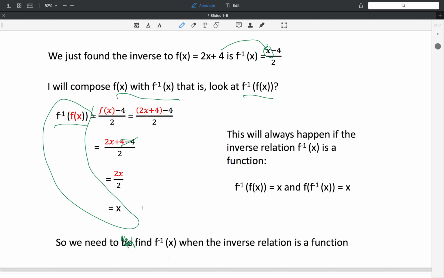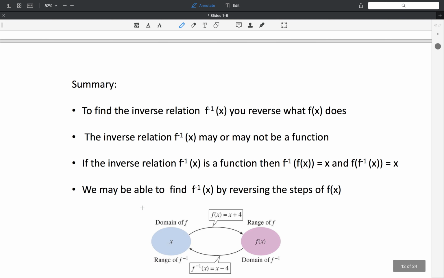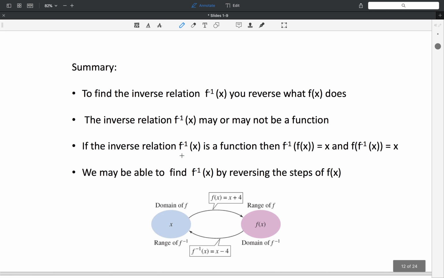So again, we want to be able to find f inverse when the inverse relation is a function. Okay, so here's our summary. To find the inverse relation, you reverse what f of x does. The inverse relation may or may not be a function. If the inverse relation is a function, then this is going to happen. And also, we didn't do it, but that will happen too. They undo each other. And we also may be able to find f inverse of x by reversing the steps, as we did with this example here again. That should be a 2, and that should be a 2.